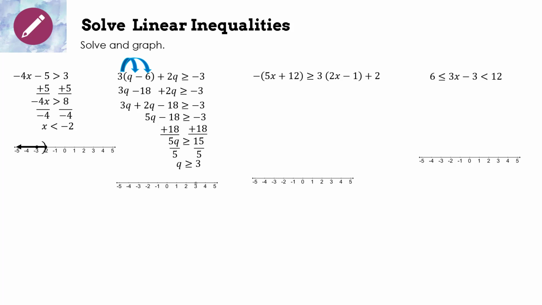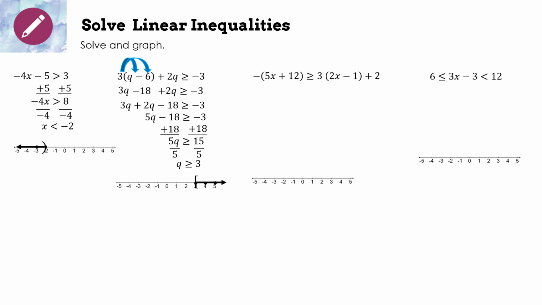Let's graph it. So we're going to put a dot at 3. Now I need to think of numbers that are bigger than 3, 4, and 5, and so on. So my arrow is going to go to the right. Now I know that it's going to be a bracket because I look at my inequality. My inequality is greater than or equal to. That is the graph for this one. Let's look at the next one.